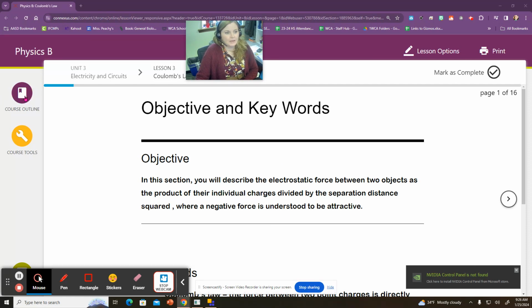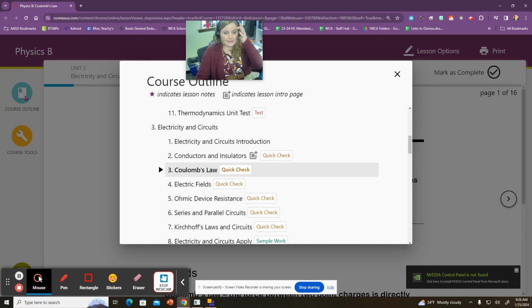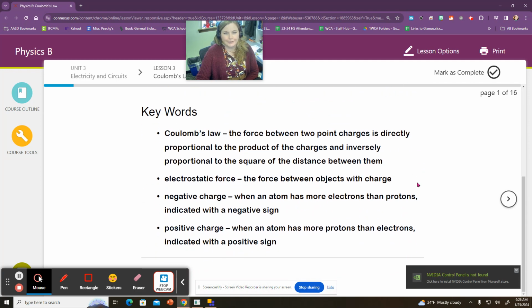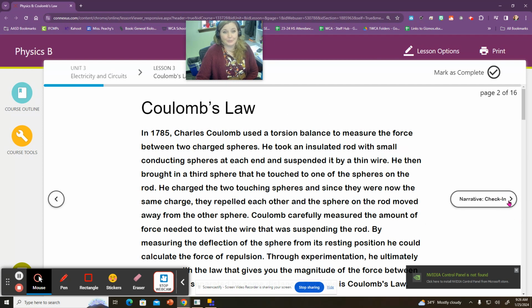We are looking here at Unit 3, Lesson 3 on Coulomb's Law. This is a fairly long lesson, so it might be a little bit longer of a video than normal. Hopefully I can keep it relatively manageable and short. Our keywords are Coulomb's law, electrostatic force, negative charge, and positive charge. And this one's filled up with math, you guys.